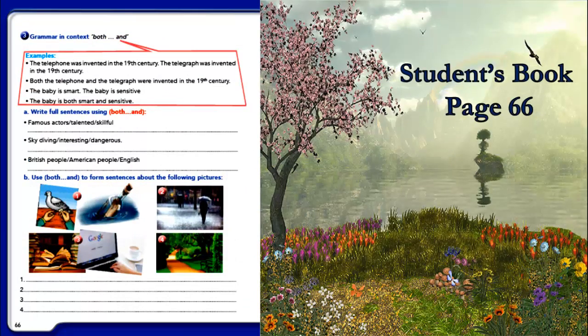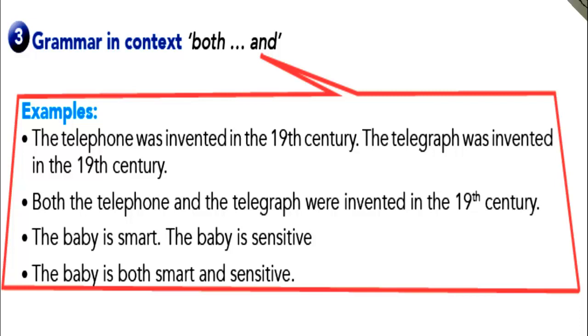Okay, today's lesson is about grammar, the first part that we have. We are going to speak about both and, both and. I'd like you to move to your book, page 66. Here we have a rule. We are going to speak about it. It's called what here? Both and.